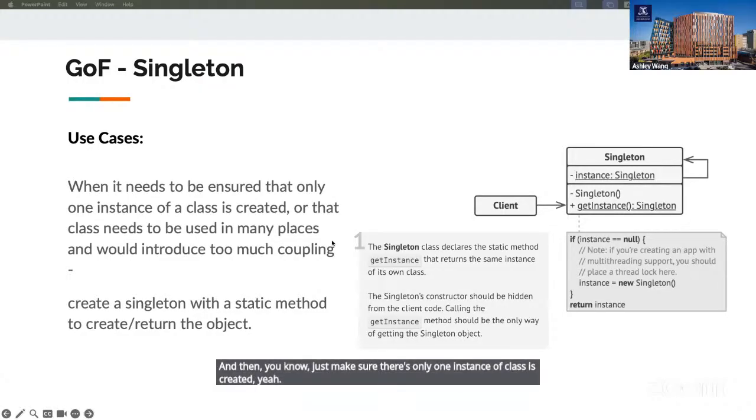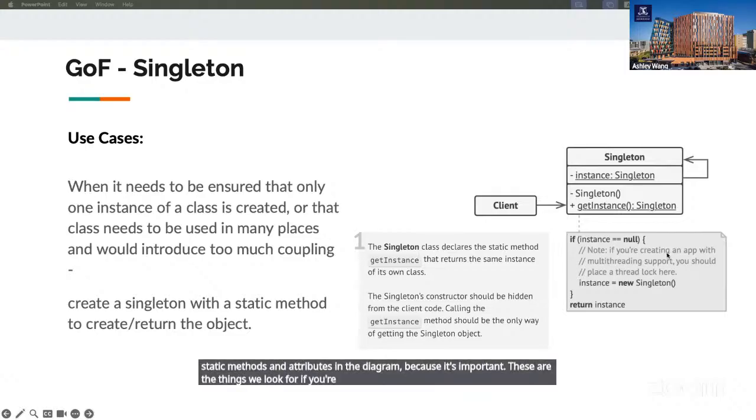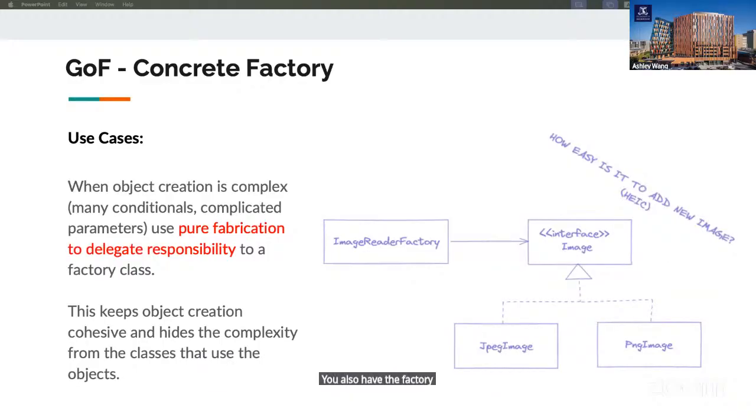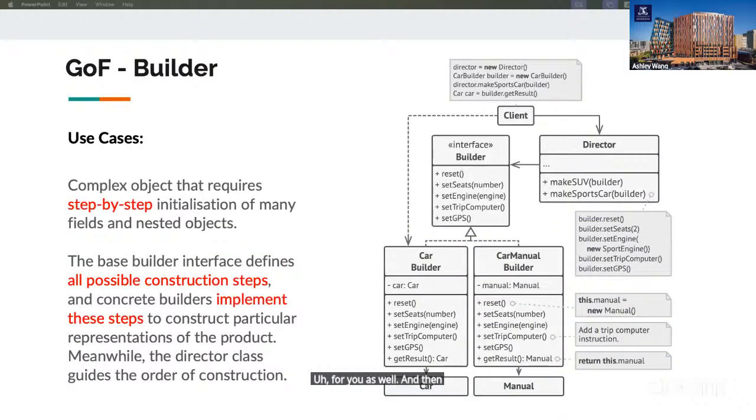Yeah, so I think it's more about remembering the static methods and attributes in the diagram because it's important. These are the things we look for if you're applying the singleton pattern. You also have the factory. I probably won't go into too much detail on factory. That should be quite straightforward for you as well. And then very lastly, we have the builder.